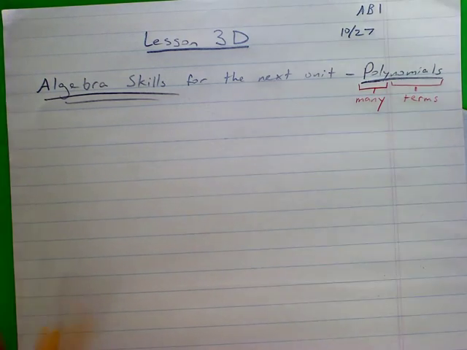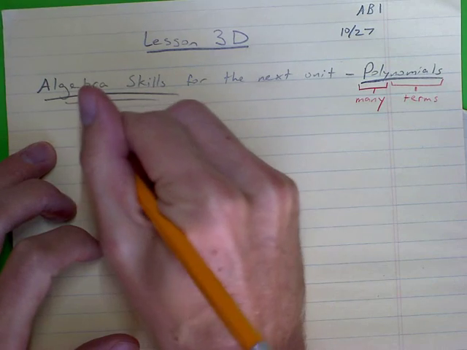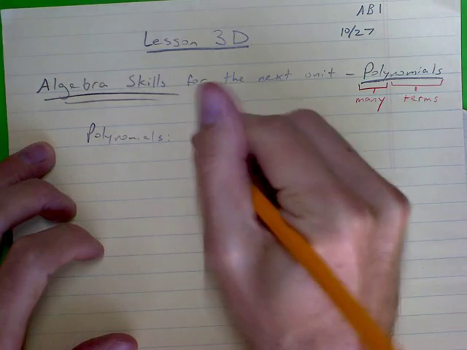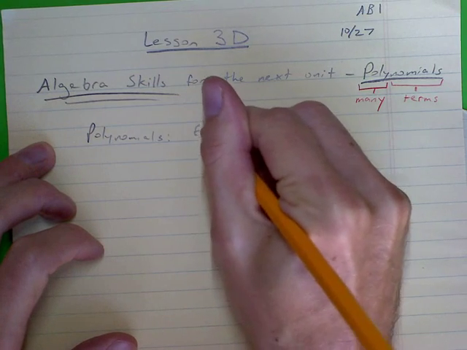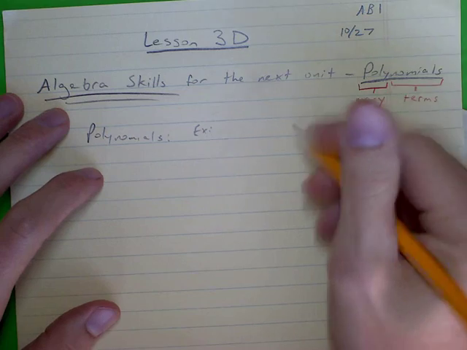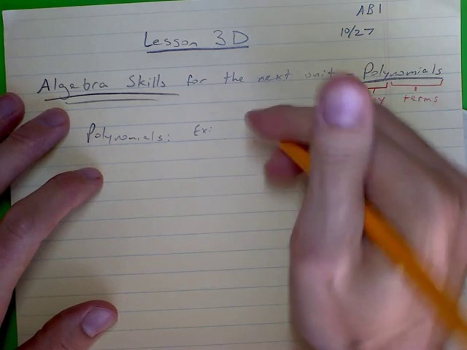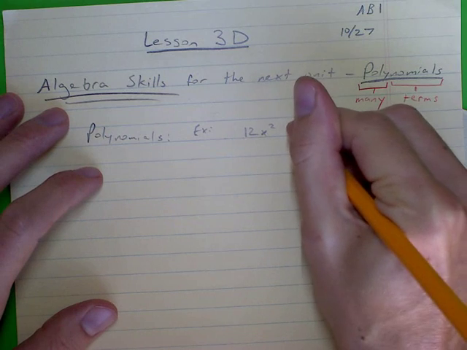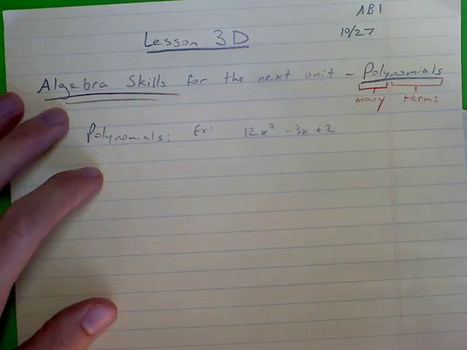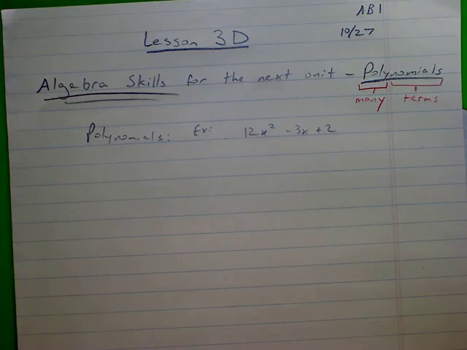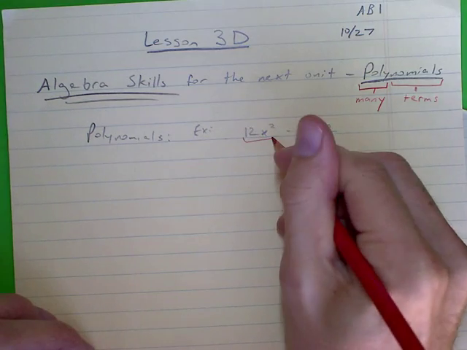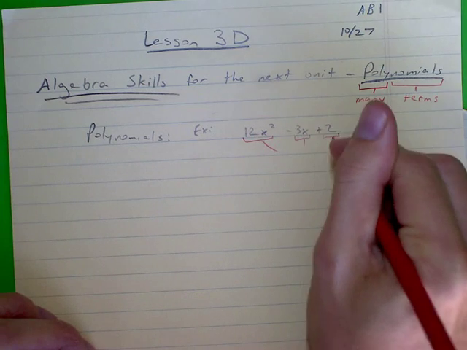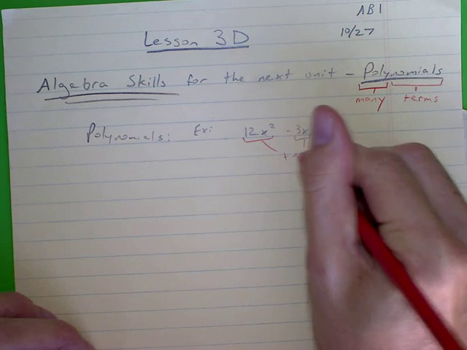So an example of a polynomial. It's just going to be a bunch of terms. And usually it's going to be terms with x raised to some power. So like 12x squared minus 3x plus 2. That's a polynomial. And recall also that these pieces that are added or subtracted together are called what? Yeah, terms.